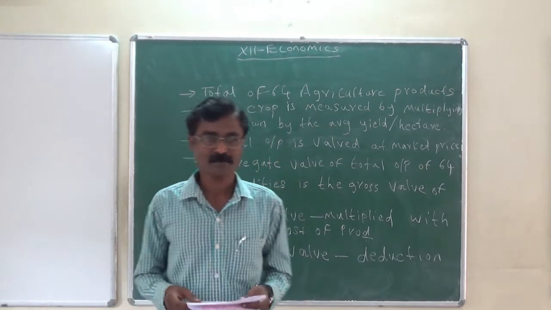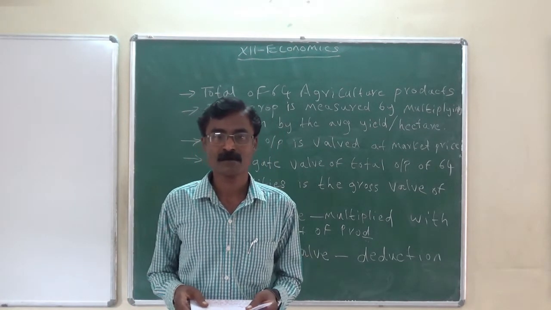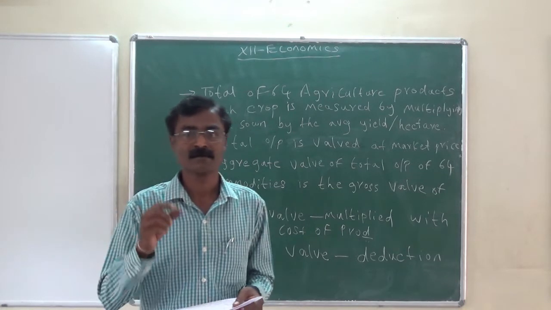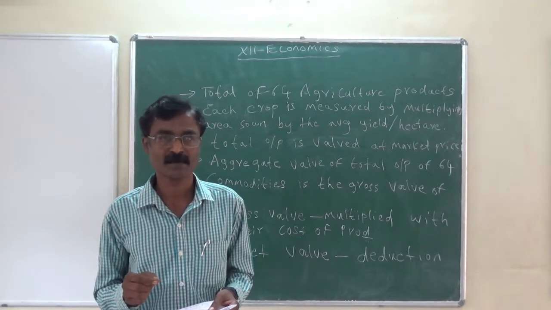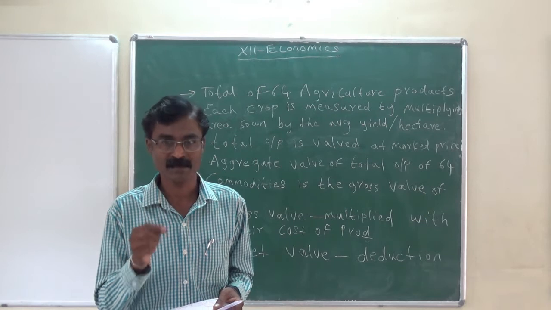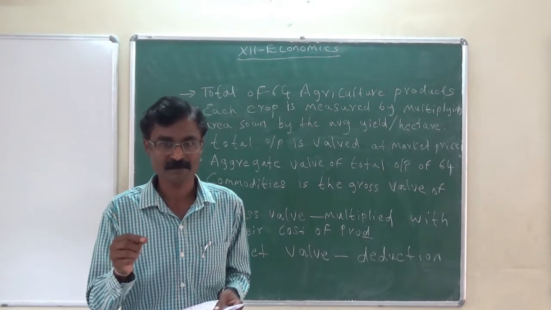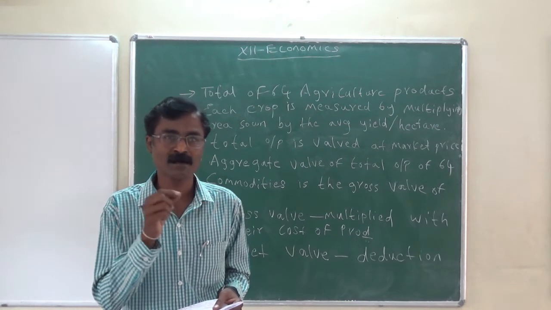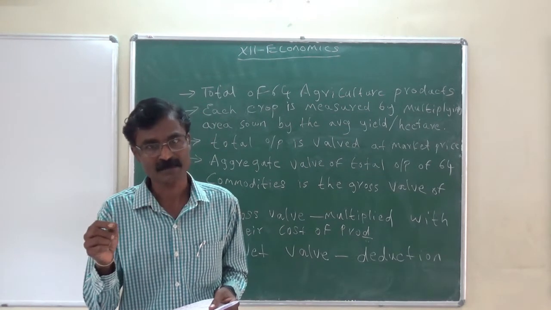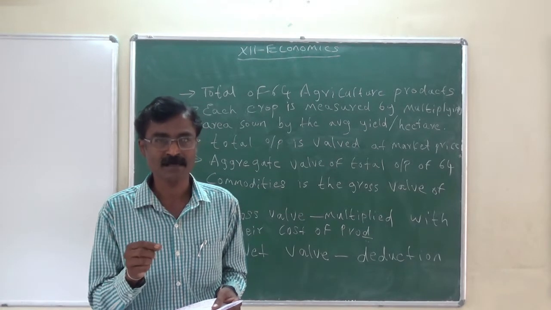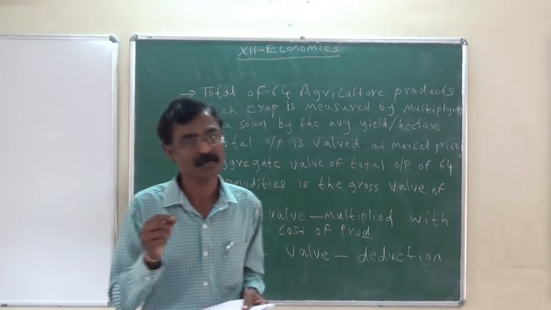Hello students. Last class we saw some of the concepts of national income like GNP, GDP, and real income. Then we studied the measurements of national income. In that we studied the expenditure, output and income methods. We saw the product method, and lastly we studied double counting.